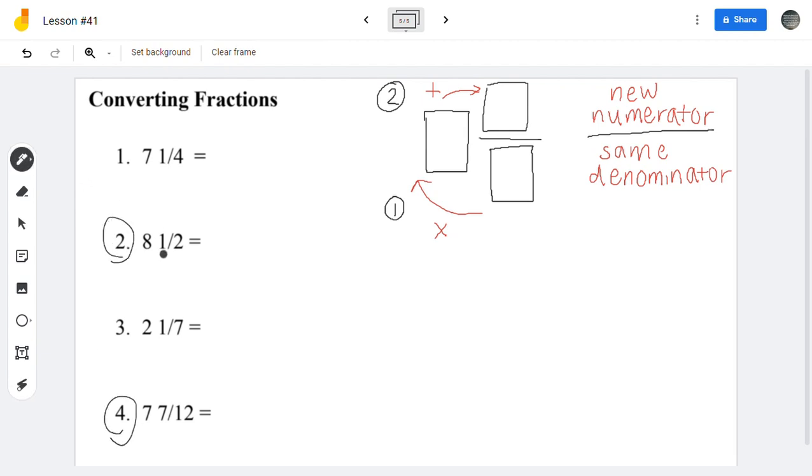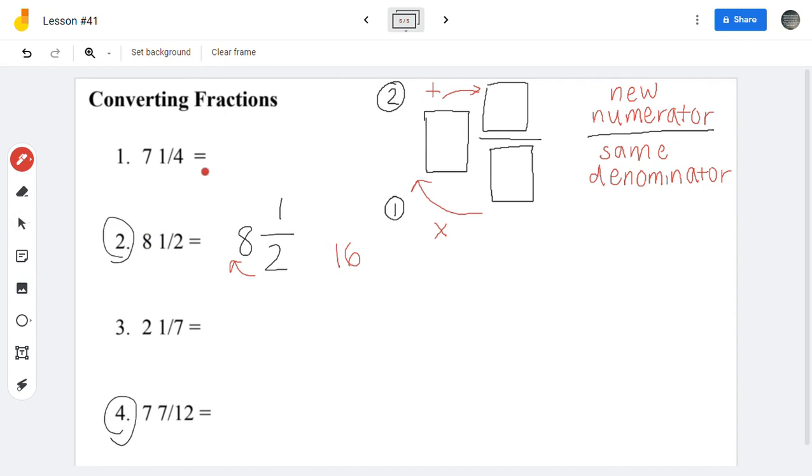So number 2, I'm just going to write in this format, 8 and 1/2. So now if you look over here, the first step, which I wrote in 1, is that you're multiplying your denominator by your whole number, which is what we're going to do with 2 and 8. So if you multiply these two numbers, you will end up with 16, obviously, because 8 times 2 is 16.